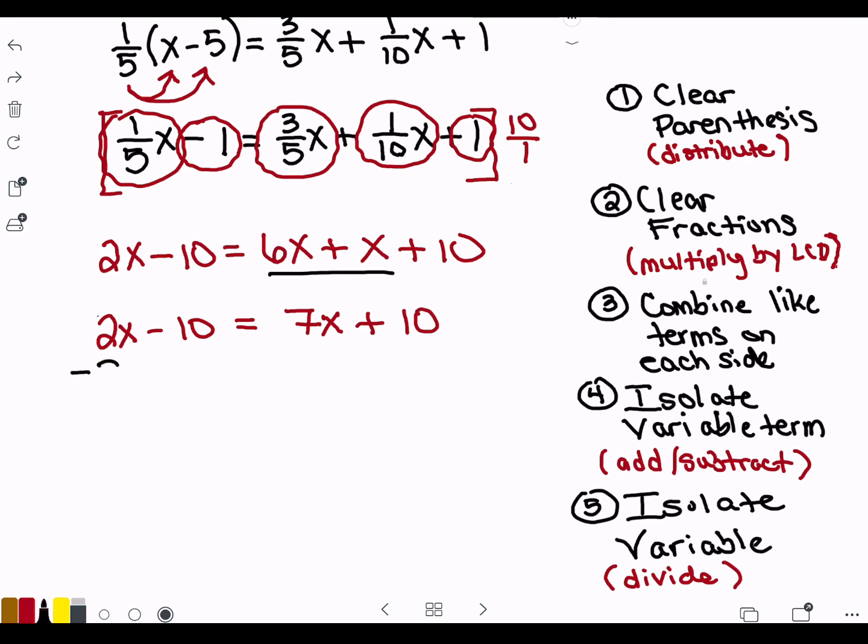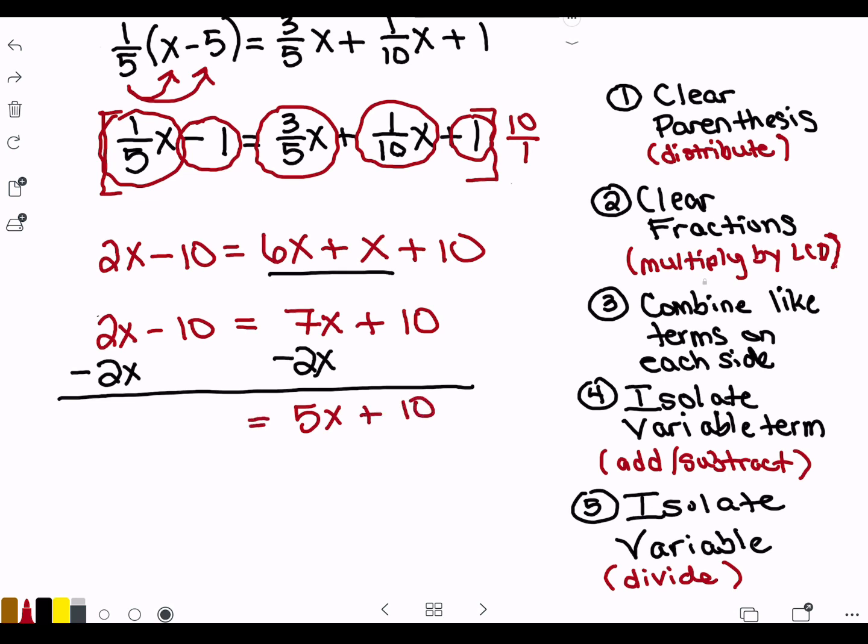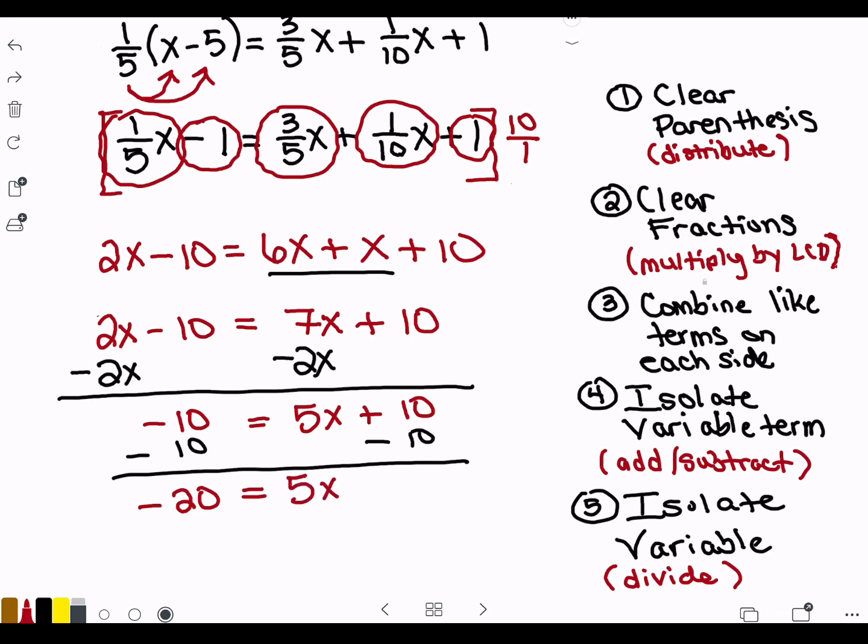Now I need to isolate the variable term, so I need to bring my variable terms together. So I subtract 2x, that gives you 5x. So you end up getting 5x plus 10 on that right-hand side, and you just have negative 10 on the left-hand side. But I still need to isolate my variable term, so that 10 needs to be subtracted to the other side. And now I have negative 20 is equal to 5x.